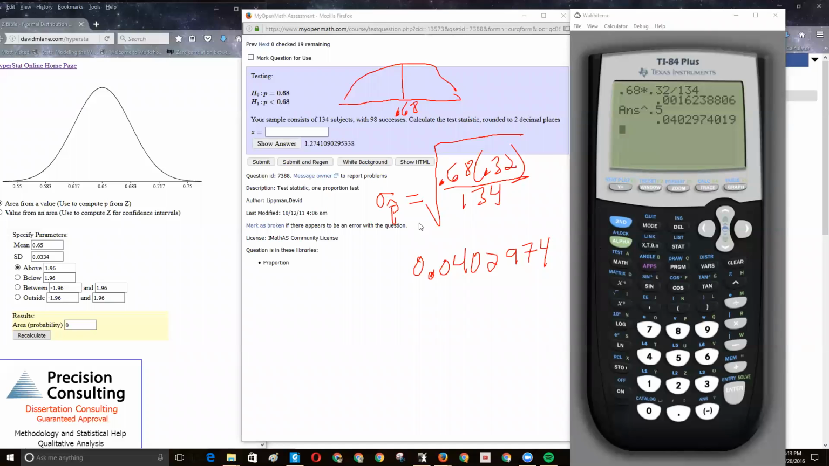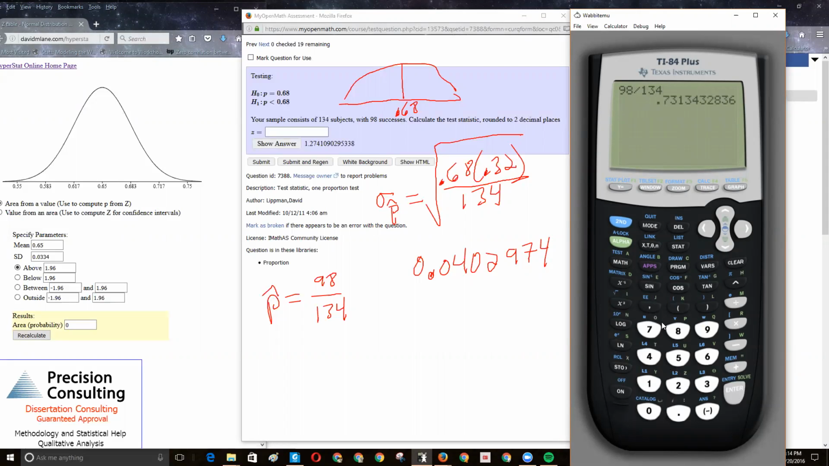And then to calculate the z-score, I've got to get p hat, the sample proportion. For this problem, we had 98 successes out of the sample size of 134. One thing that's nice about the graphing calculator, and many calculators will do this too, is that I could do p hat separately, so 98 divided by 134.